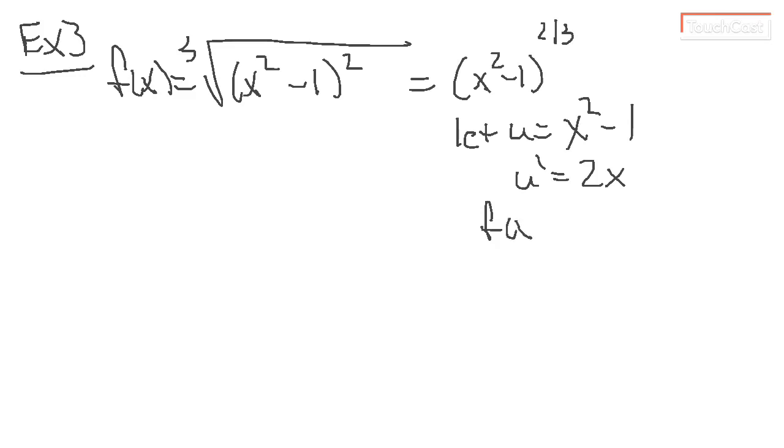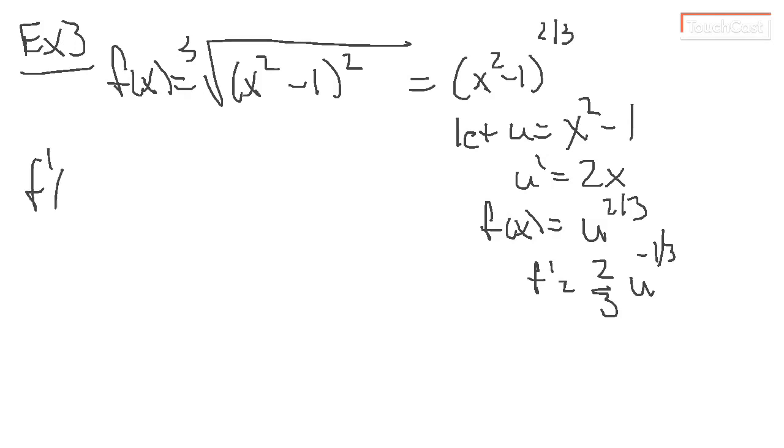And then f of x is going to be u to the 2 thirds, which means f prime is going to be 2 thirds u to the negative 1 third. So when I'm looking for my final derivative, f prime of x, we're going to take our 2 thirds u to the negative 1 third, and we're going to multiply it by 2x.